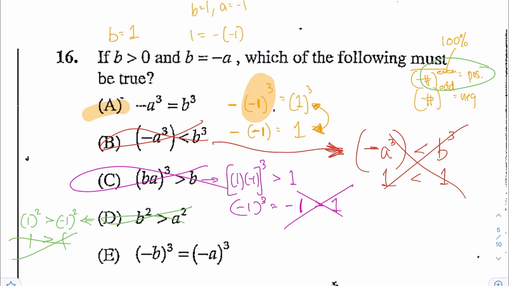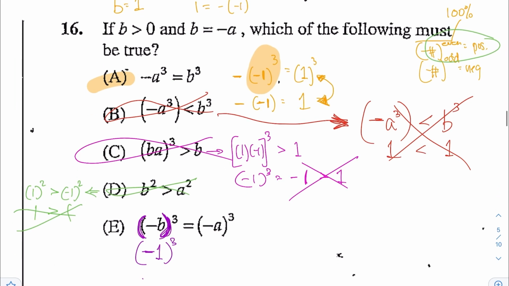Finally, for choice E, you have a negative b in parentheses. So this is different because you have to do the multiplication of negative 1 first. So this is negative of positive 1 cubed, and that's going to be equal to negative 1. On the right, you have the negative of a, and the negative of a is this negative of -1. Okay, a itself is equal to -1.